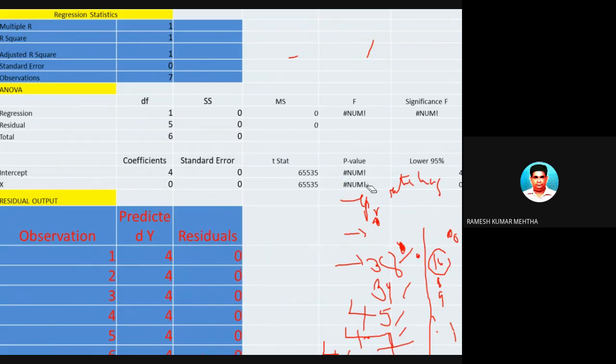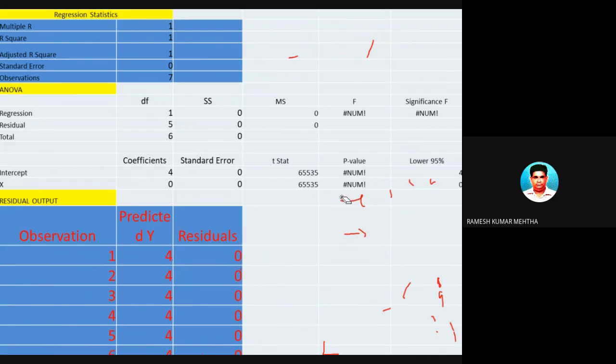So with this understanding, let's understand our model summary. Here, if you look, multiple R is equal to 1 and R square is equal to 1. Now, what do you mean by multiple R? That is our headache. Let's understand how we got this multiple R as 1. You multiply 1 with 100, you will get 100 percentage.